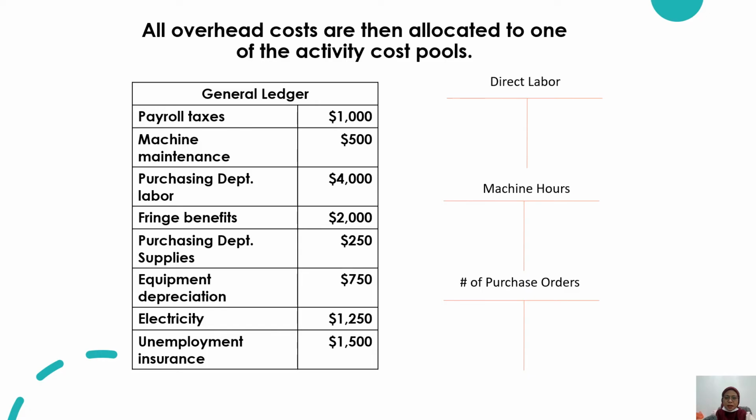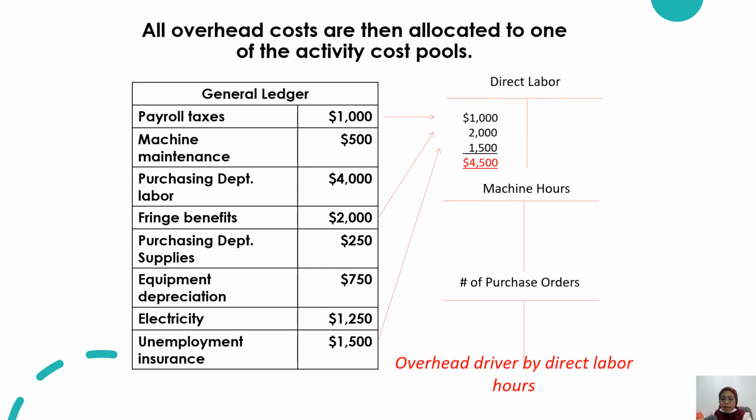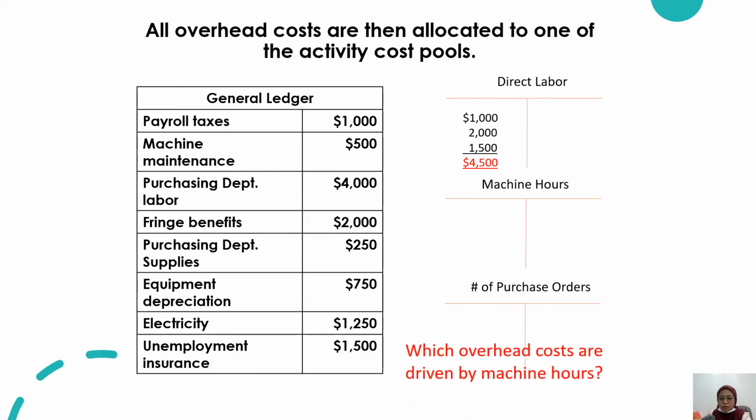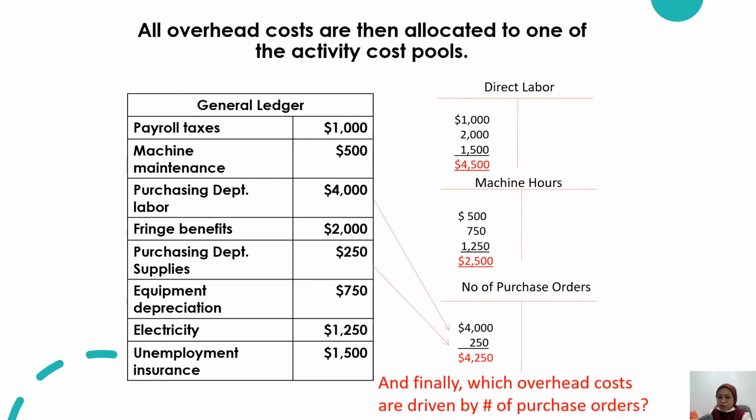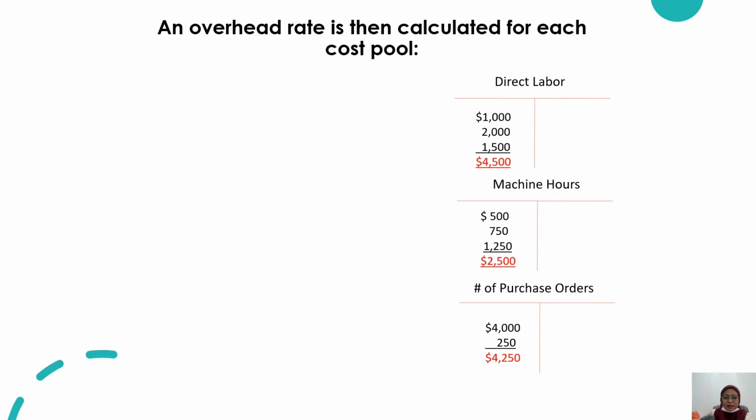Once we have mapped it, we just add all the totals as follows. Under direct labor we have 4,500, under machine hour 2,500, and under number of purchase orders we have 4,250. Right?